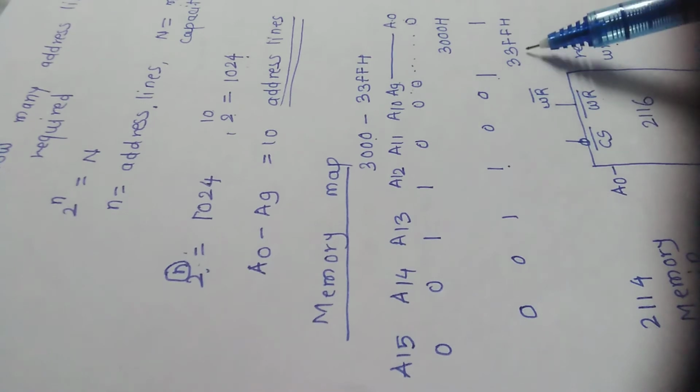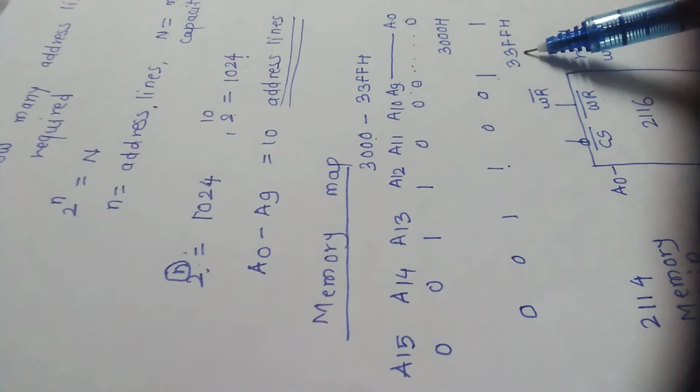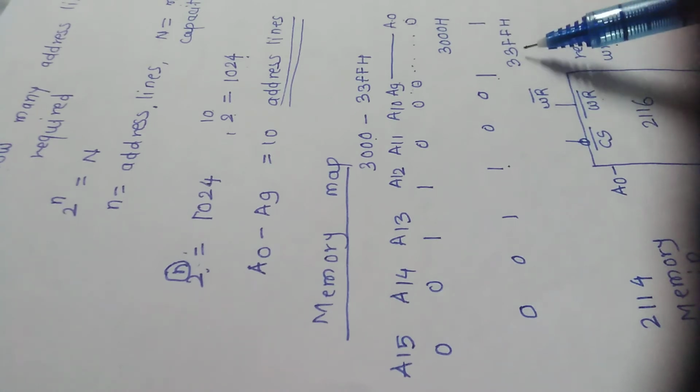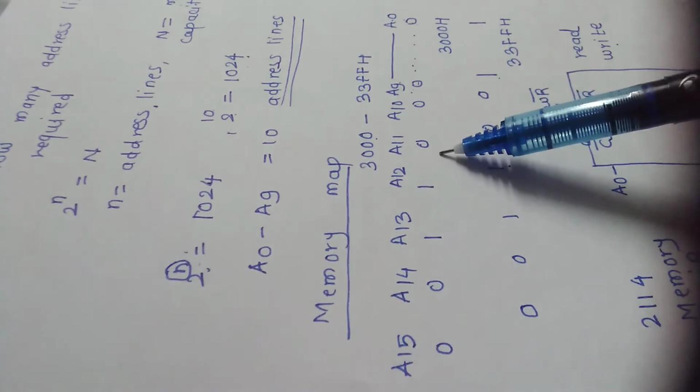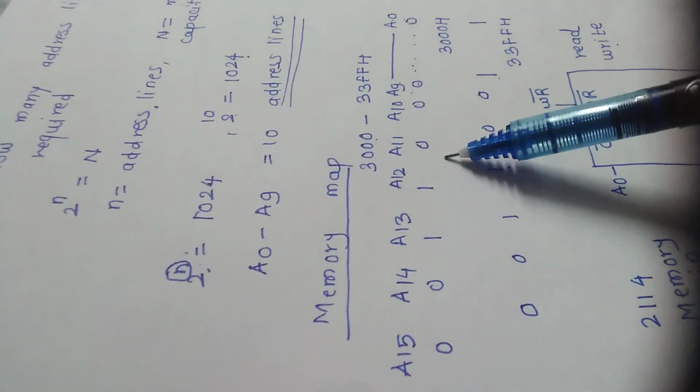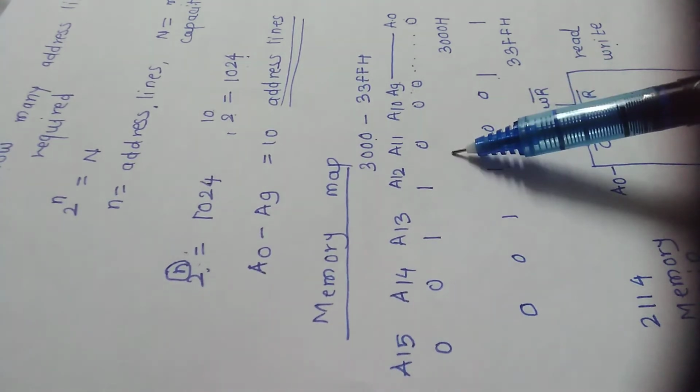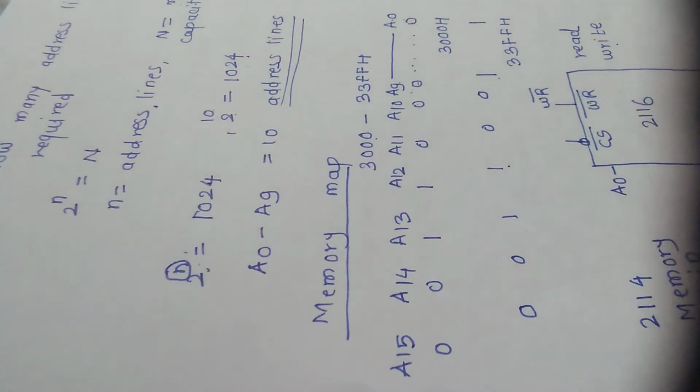This is nothing but 33FFH. This is the memory map, meaning the status of each address line that I am going to find in this memory map. Now the third thing: I should know the IC.